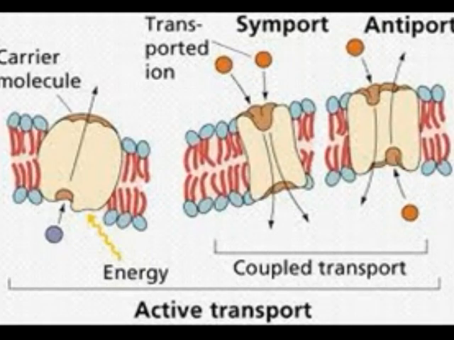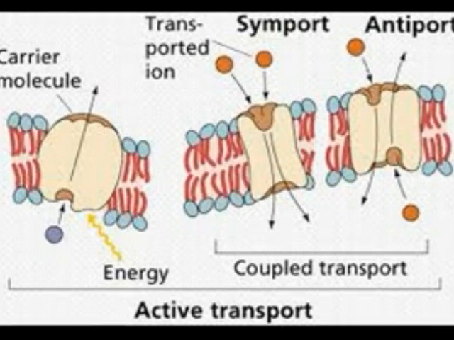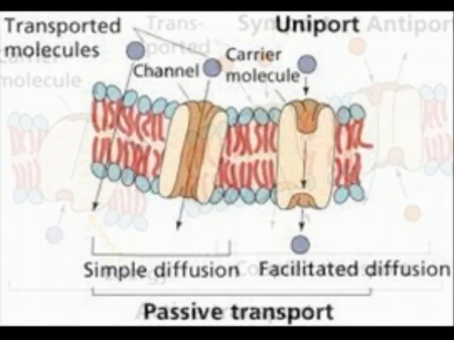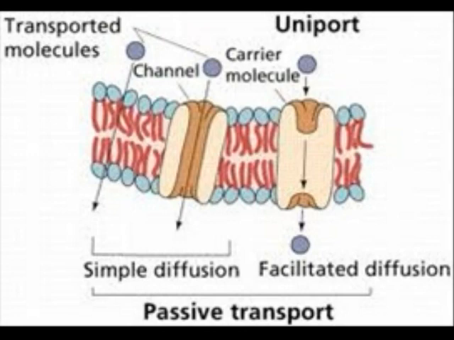This is what active transport looks like. Active transport is the movement of molecules across the cell membrane from a lower to higher concentration. It requires the consumption of energy. Now here's what passive transport looks like. It is the transport of a substance across the cell membrane by diffusion. It does not require energy.